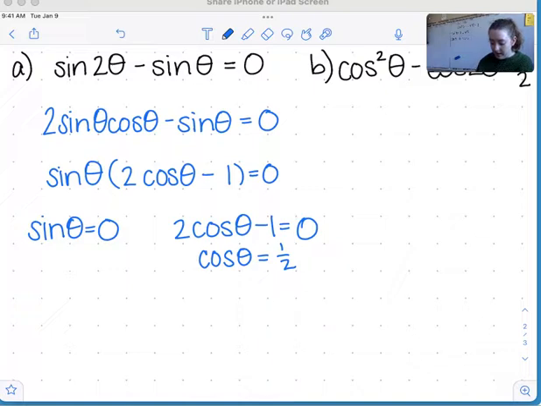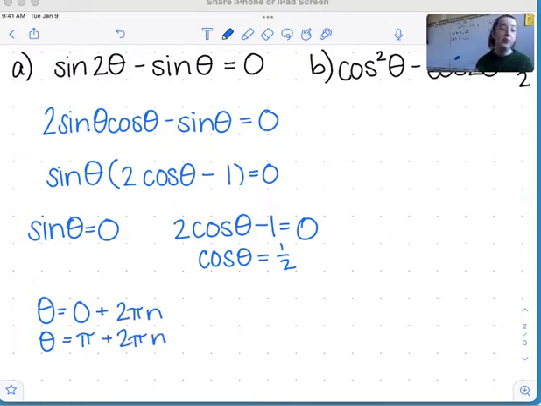So where is sine equal to 0? Well, it's equal to 0 at 0 and pi and 2 pi and 3 pi and 4 pi and so on and so forth, right? So if you wanted to tell me it happens at 0 and then you add that 2 pi n for the period, and then it also happens at pi, so then you add 2 pi n for the period, I would be so happy with that.